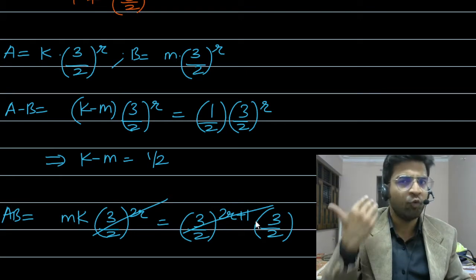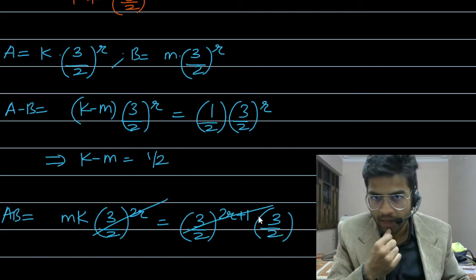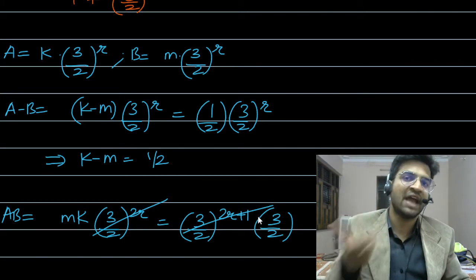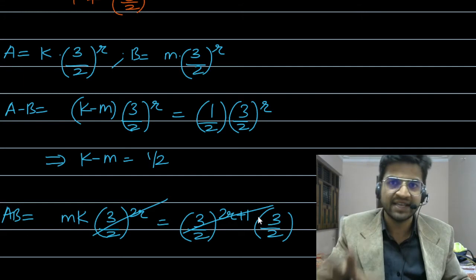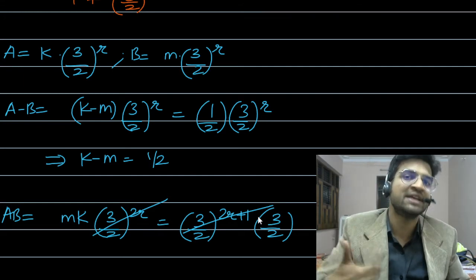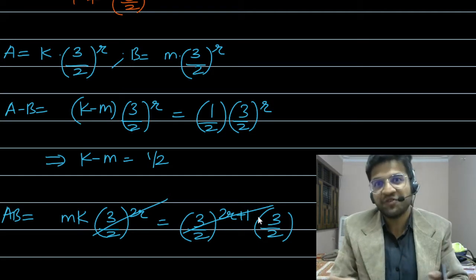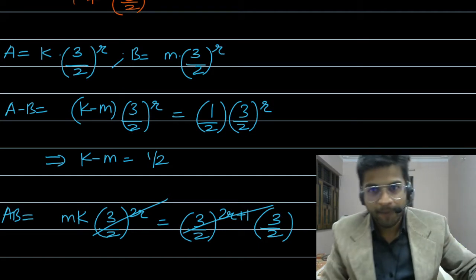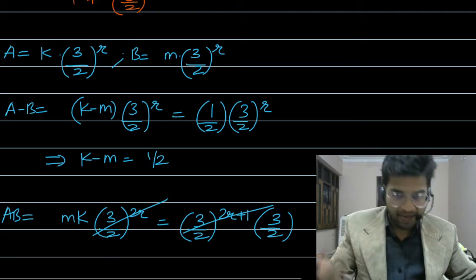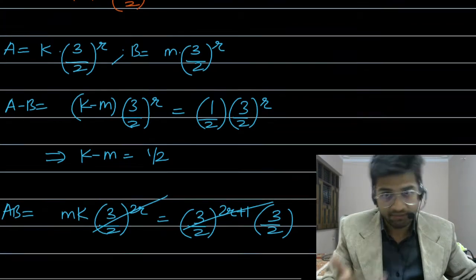Just think for a moment. What can be the possibilities for k and m? Their difference is half and their product is 3 by 2. Now we have to think of the possibilities, either by hit and trial or by direct solving.